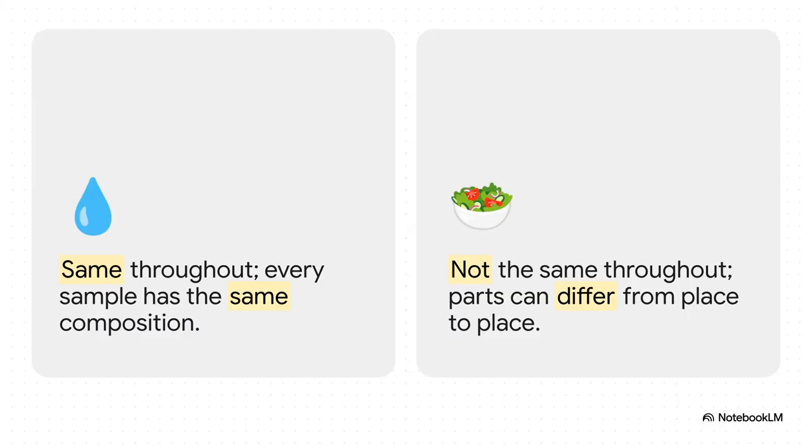Okay, so the mixture family has 2 big branches. On one side, you have your homogeneous mixtures. Homo means same. Think about that salt water. Once you give it a good stir, every single drop is exactly the same. You can't pick out the individual salt bits. But on the other side, you've got heterogeneous mixtures. Hetero means different. The easiest example, a salad. You can clearly see the lettuce, the tomatoes, the cucumbers. It's not uniform at all.